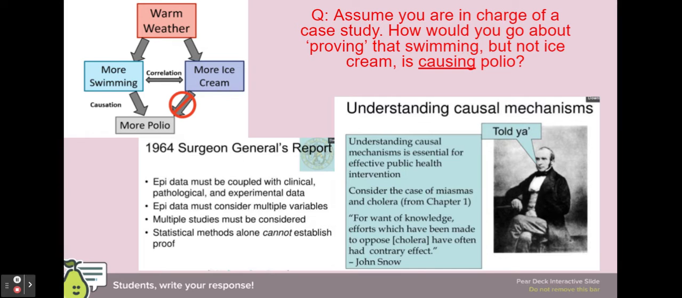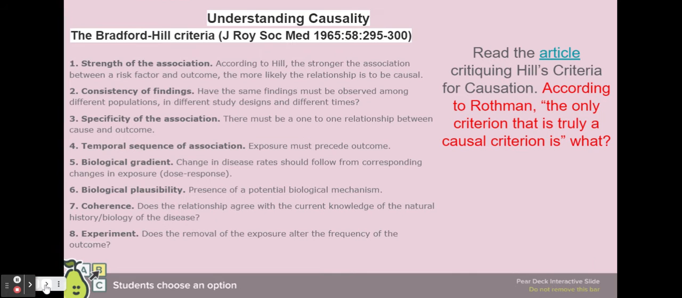If we go back to John Snow, understanding causal mechanisms is essential for effective public health intervention. Considering the case of miasmas and cholera, so again, that bad air concept in cholera: for want of knowledge, efforts which have been made to oppose cholera have often had contrary effect. So again, we need to establish good data and understanding of that data to really come up with a good causal explanation. What causes what?